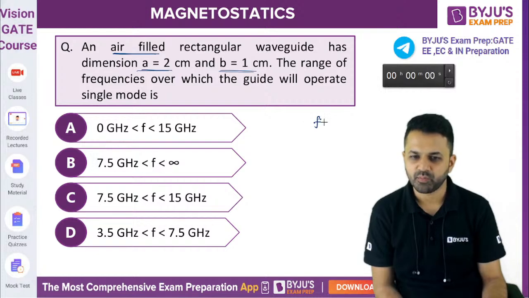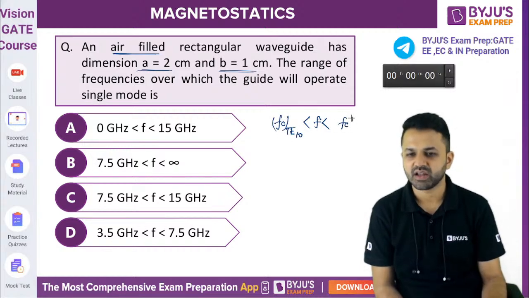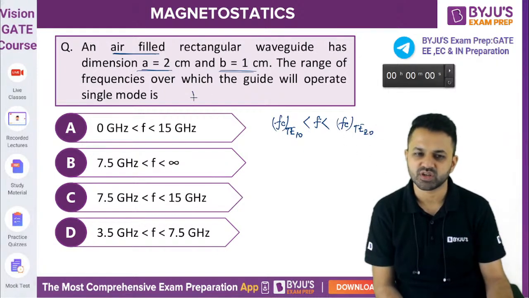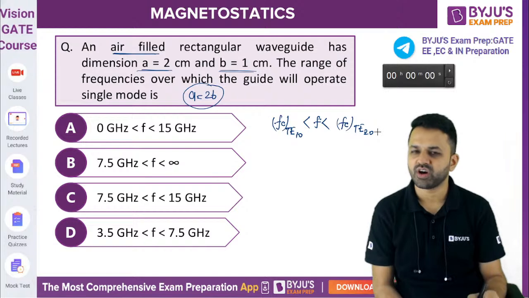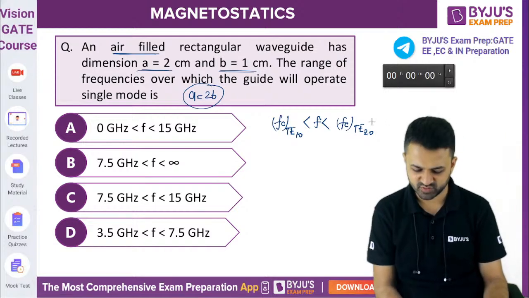So for that the operating frequency should be at least the dominant mode, and it should be less than the next higher mode. What will be the next higher mode? The next higher mode will be TE20, because here the A is equal to 2B condition is satisfied. So it can be the TE20 or it can be TE01 also. Both will give you the same answer.